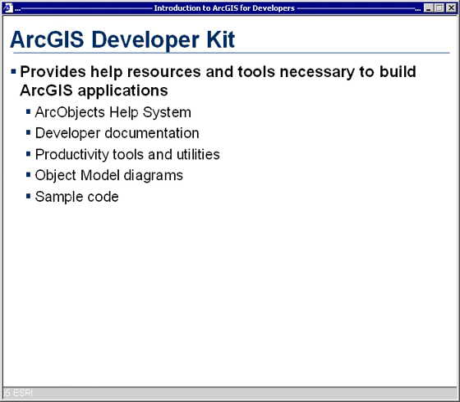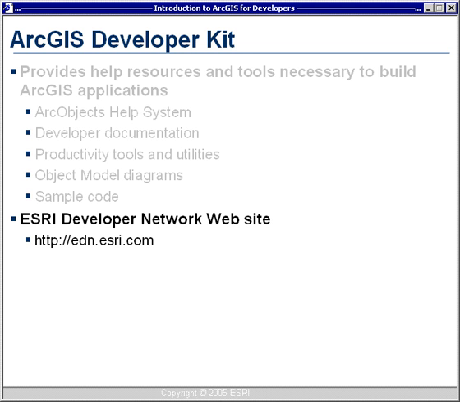The developer kits include detailed help systems, object library diagrams, sample code, and several utilities and tools to help you be more productive with the system. The developer kits are included with each product and can be installed on your machine, or the latest version can be accessed over the internet at the new ESRI Developer Network website, or more commonly referred to as EDN, or Eden for short.